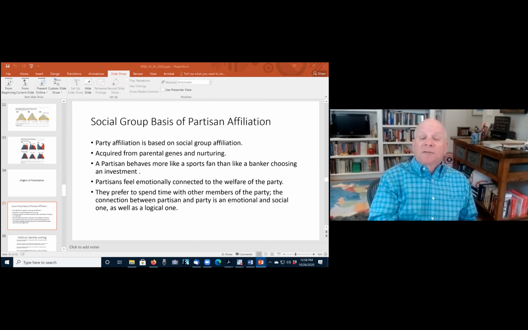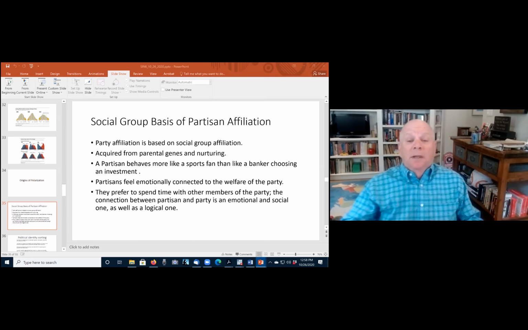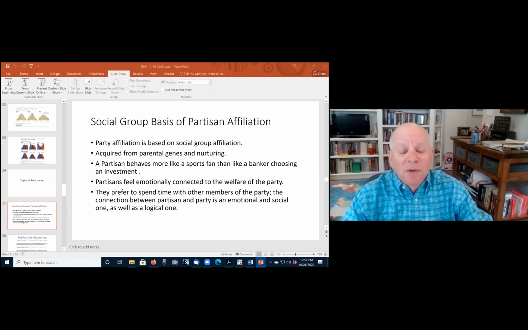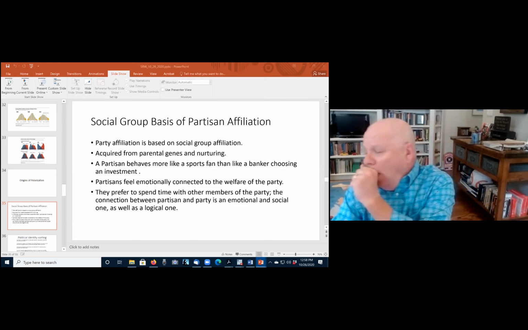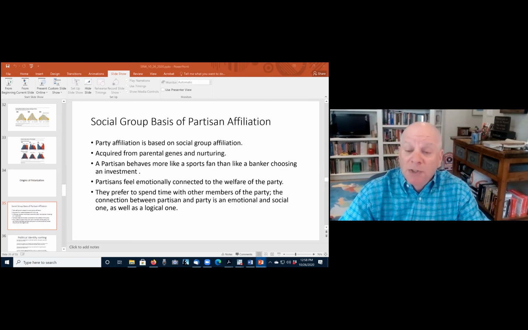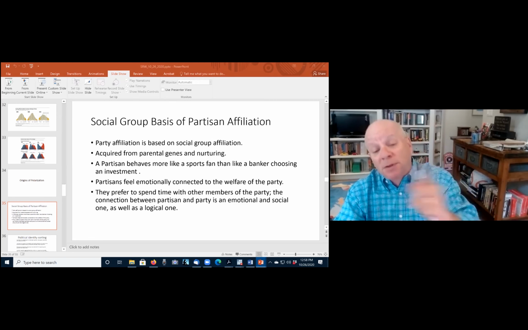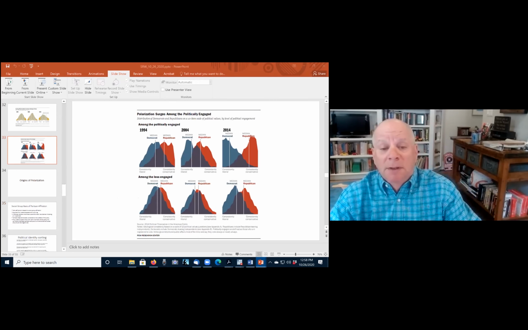It could be race, it could be income, it could be job, it could be college education, but they prefer to join parties with people like themselves. And that leads them to engage in social behaviors with people who are not only like them, but share their partisan and party connection.